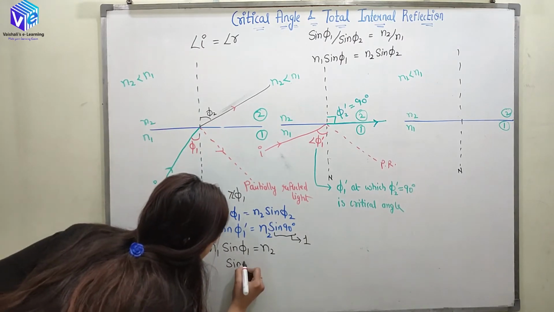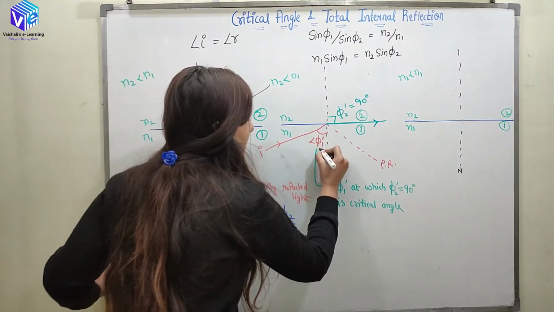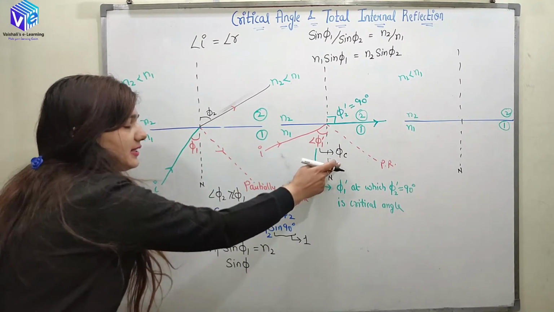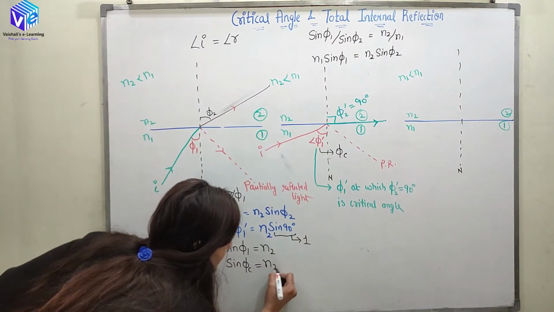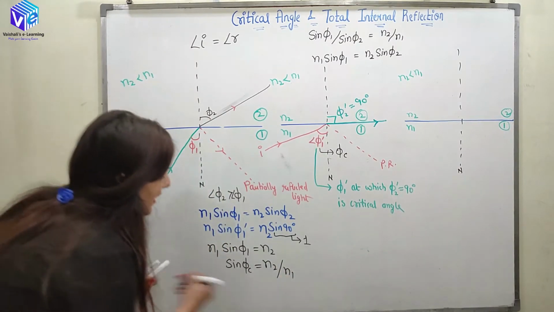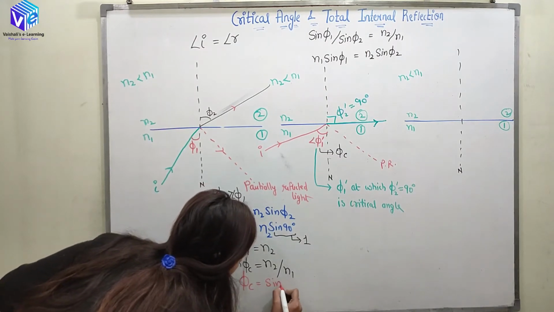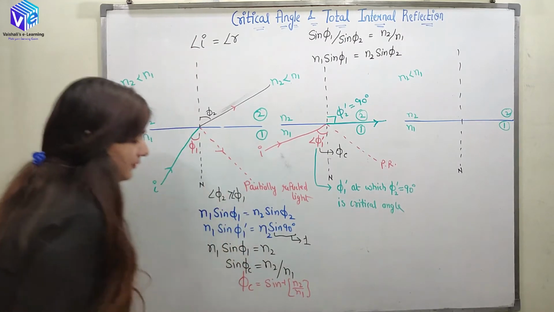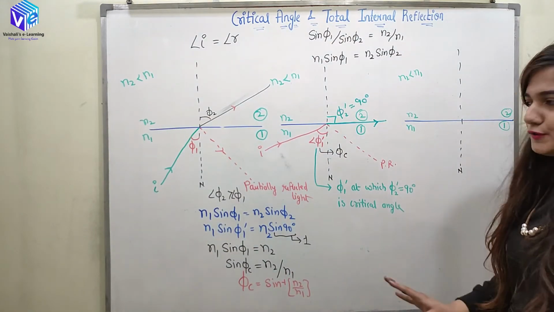So sine of phi 1, here phi 1 is the critical angle, so I can denote it as phi c. As it is a critical angle, I am denoting it with the subscript c. So sine phi c will be equal to N2 upon N1. Now if I have to find out specifically the critical angle phi c, it will be equal to sine inverse of N2 upon N1. Right, so this is how I can find out the critical angle. I hope you understood this.